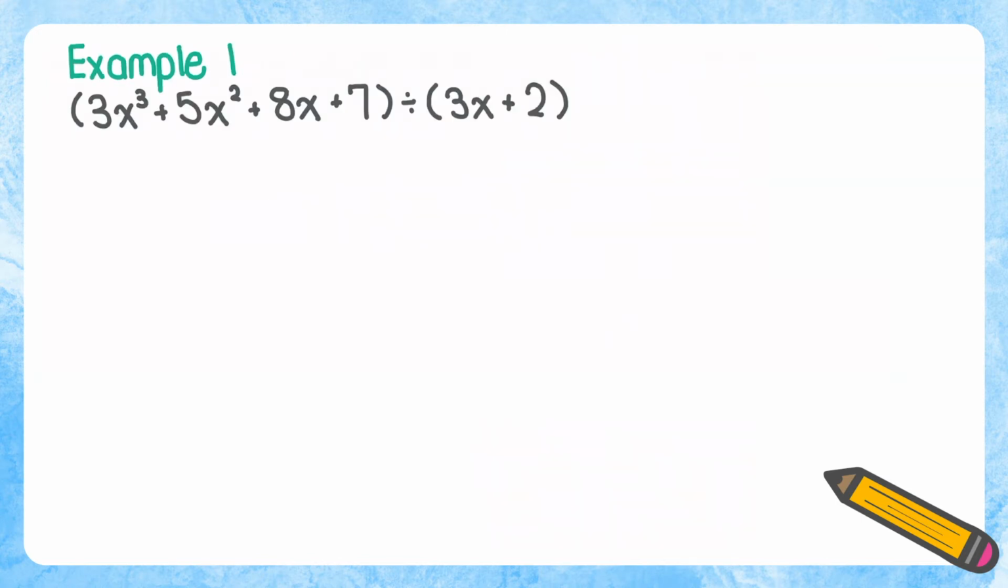So let's go over our first example. Suppose we have 3x cubed plus 5x squared plus 8x plus 7 divided by 3x plus 2. Before we do anything, we want to make sure the polynomials are written in standard form. So notice that we go from the highest degree to the lowest degree, so we know that the polynomial expression is written in standard form.